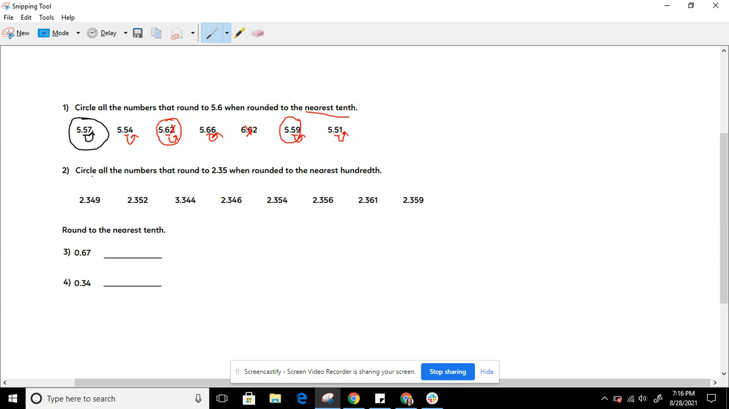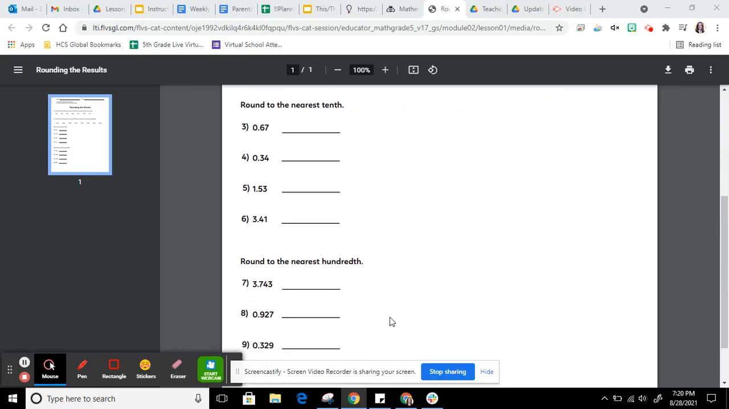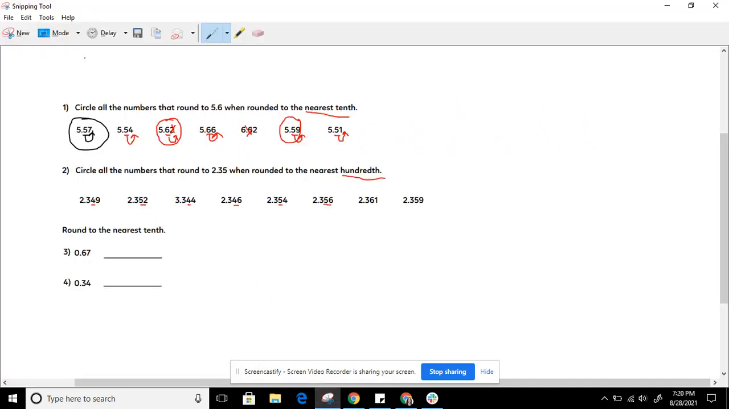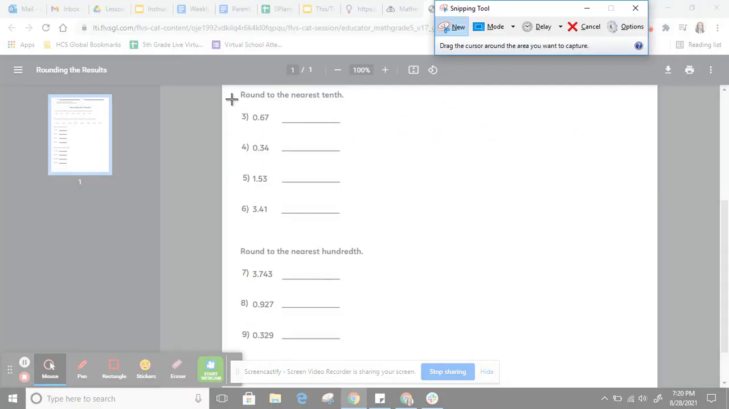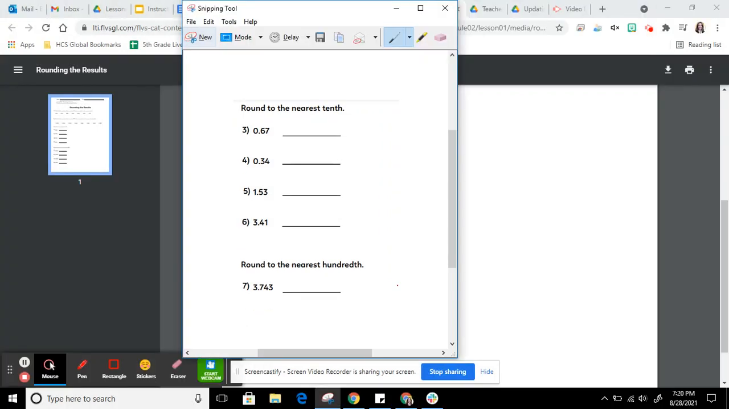You're going to do the same thing for number 2, but you're circling all the numbers that round to 2 and 35/100ths when rounding to the nearest hundredth. So we're looking at all of these numbers in the hundredths spot. You're going to need to know your place value, which was covered in Module 1. All right, next we're going to take a look at numbers 3 and 7. I'm just going to screenshot those.